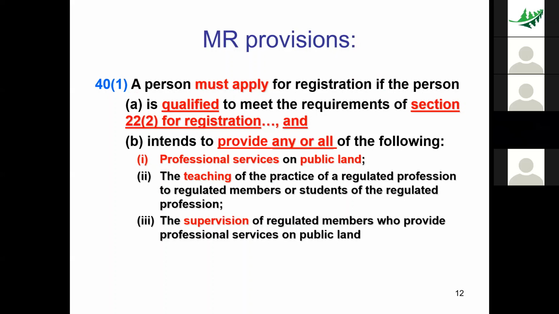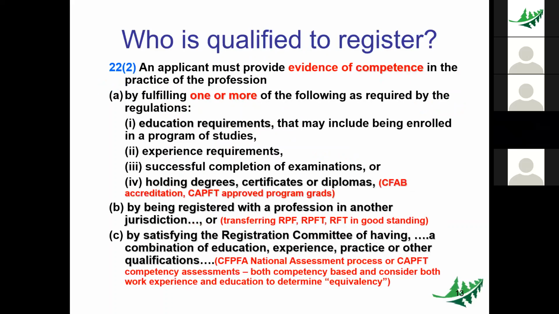And then you should know all these 3 points: the person intends to provide any or all of the following professional services on public land. There, our act is provincial authority, a jurisdiction. So as I mentioned before, it's the provincial crown lands. Or if you're teaching in the practice of the regulated profession to future members of the profession, or you're supervising regulated members. But the key word here when we police this is qualified, or I use the term eligible in Section 40 there. And then that takes you back to 22.2. Well, who is eligible or qualified to be registered and must register?